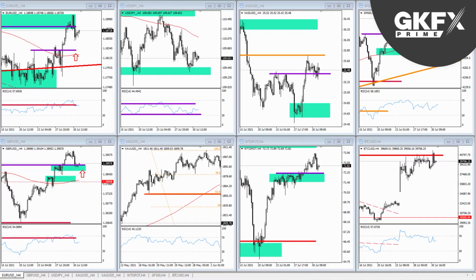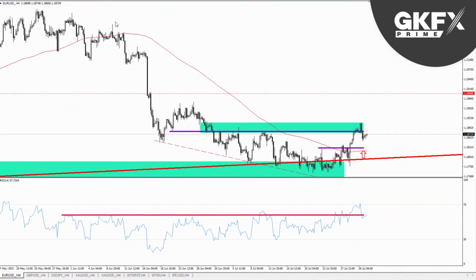Okay, so let's start with the euro dollar. Let's start with Forex. So we've been talking for a while about this kind of slow grinding downtrend, and finally last week we got that breakout that we'd been suspecting might happen. We talked about the falling wedge in last week's webinar, I believe, and falling wedge patterns tend to be bullish.